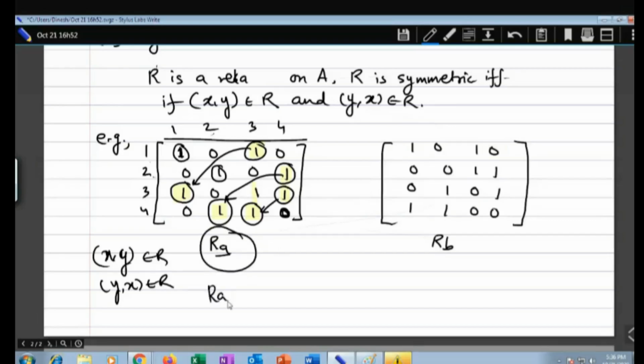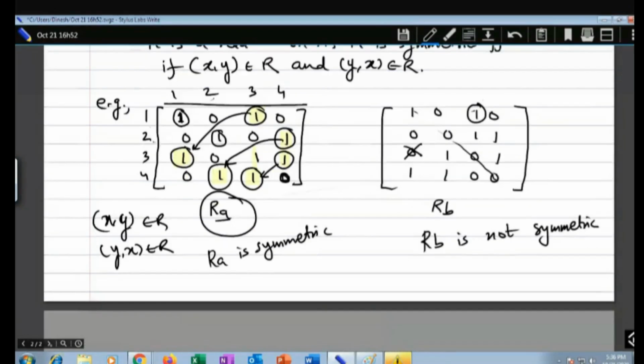So RA is symmetric. Now look at this. Forget the diagonal, because we don't consider it. Here there is (1,3) but no (3,1), so the condition fails. Since it doesn't have symmetry, RB is not symmetric. This is one example you can consider.